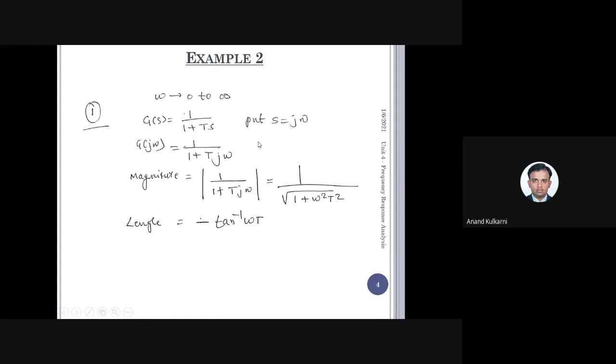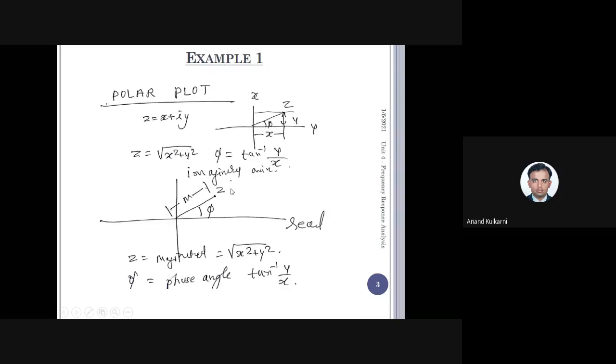And 1 plus ts is replaced by 1 plus t j omega. So now you have to find out the magnitude. Magnitude is drawn with a double horizontal line. Only the sign is positive there. Irrespective of sign, it will give you the value, so sign is not important here. So you can write the magnitude. How do you have to calculate magnitude? Root of real part square plus imaginary part square.